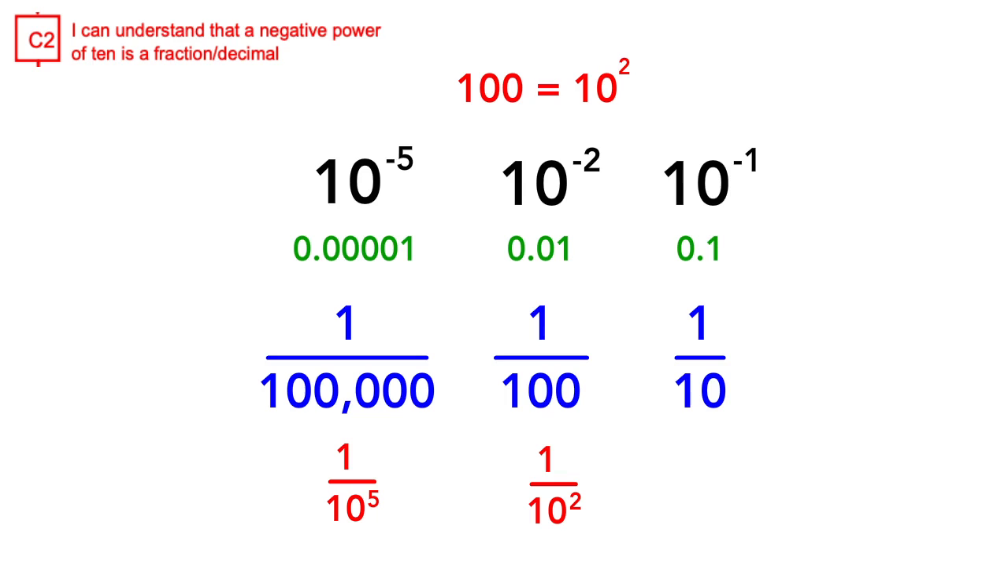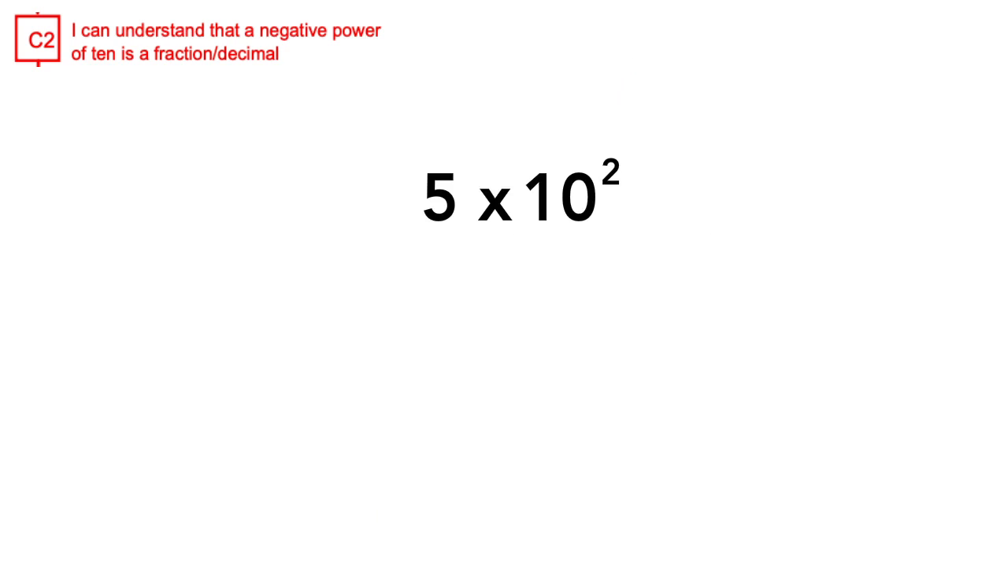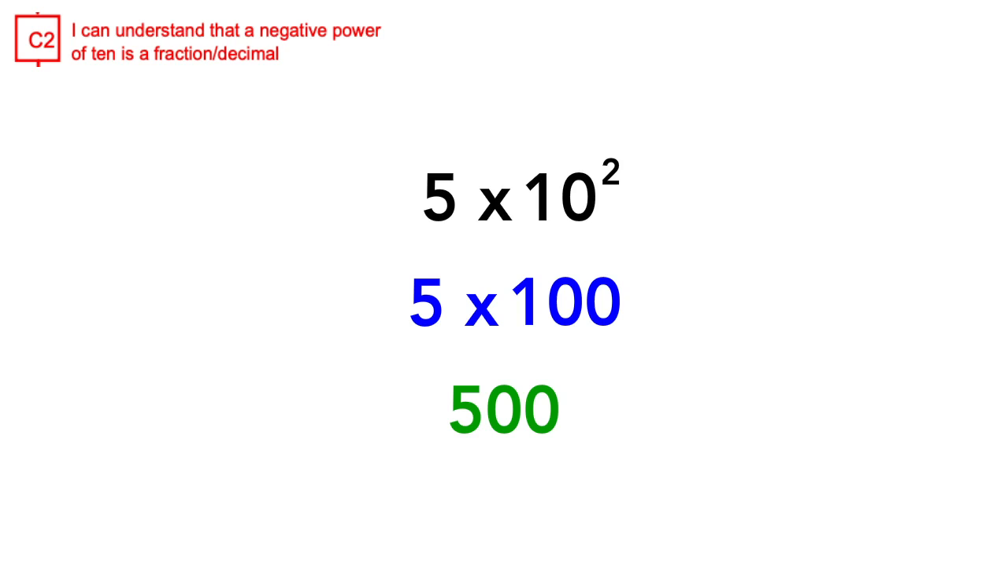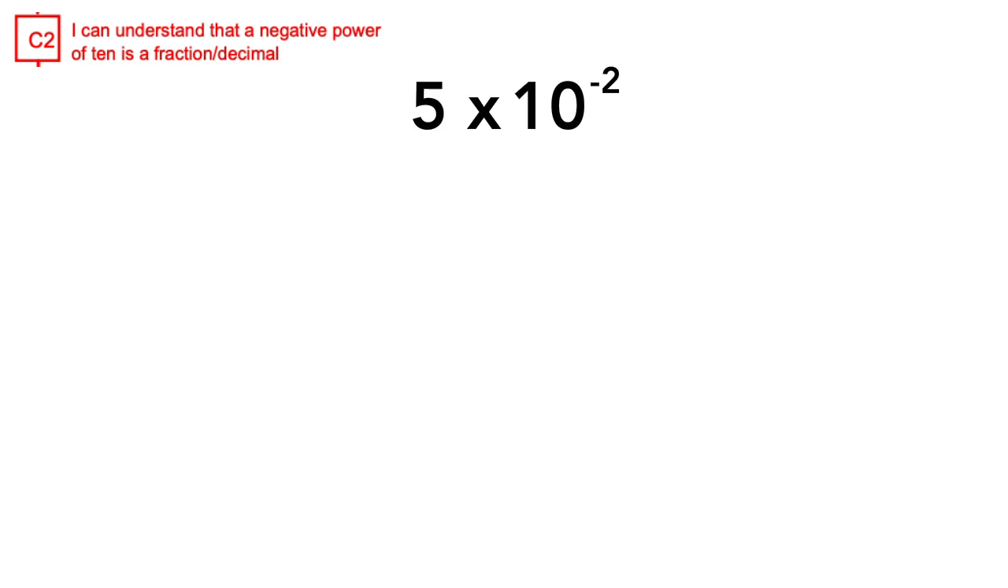The reason it's important to represent these numbers like this is so we can recognize when we have to divide or multiply a number by 10 to the power of an integer. For example, 5 times 10 to the power of 2 is equal to 5 times 100, which equals 500. How about 5 times 10 to the negative 2?